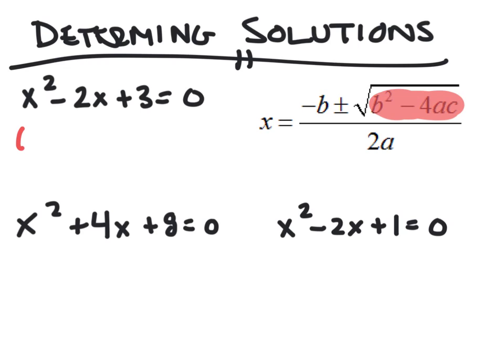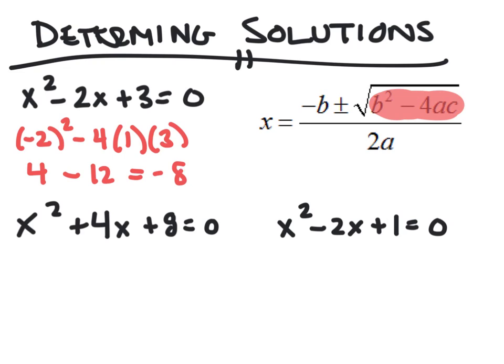b squared would be negative 2 squared minus 4 times the a times the c. And in this case, I get 4 minus 12 gives me negative 8. What that means, I can expect zero answers is what I can expect. None. Right? Because a negative doesn't work for us.